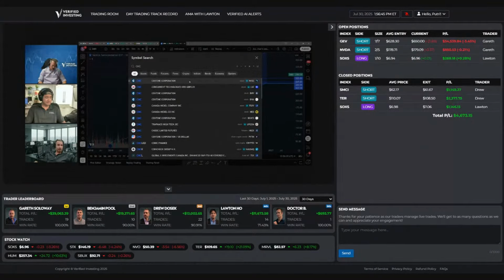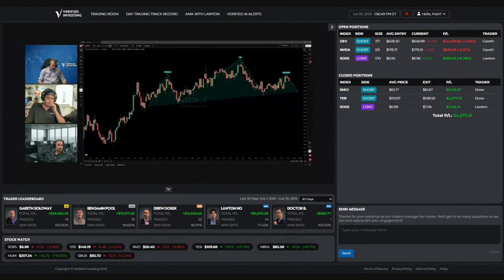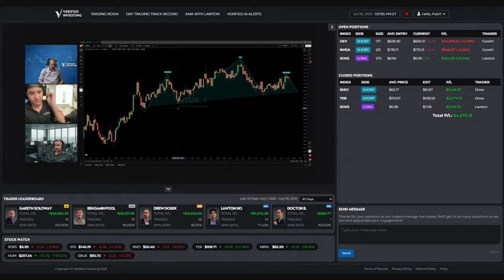Take a look at this on Nvidia, guys. On the 1-minute chart, we do have a possible head and shoulders starting to form going into the Fed. If it breaks around 178.95, you could get it to play out, which would basically take us down to target. So we'll keep an eye on that.